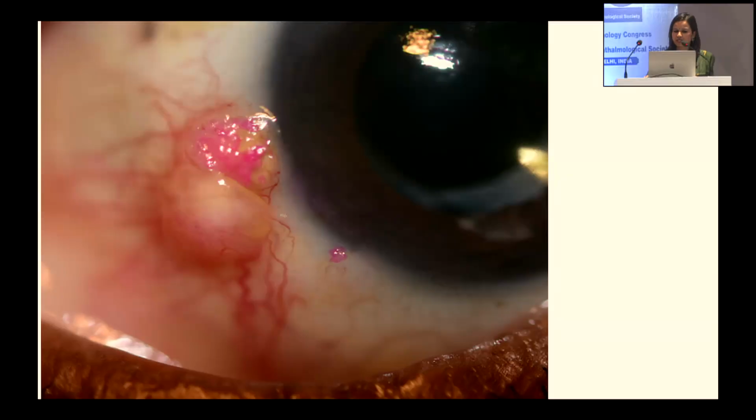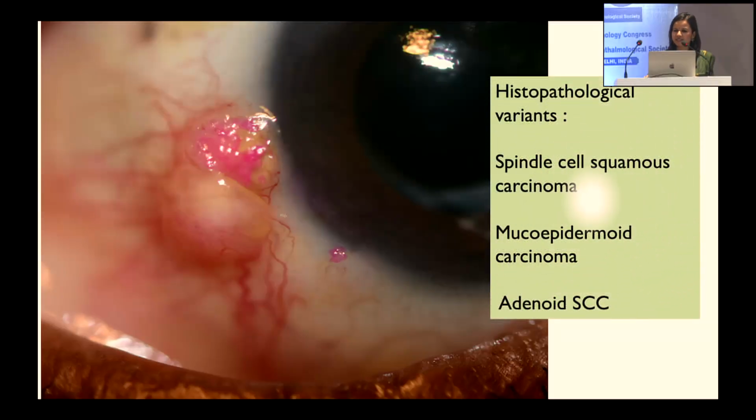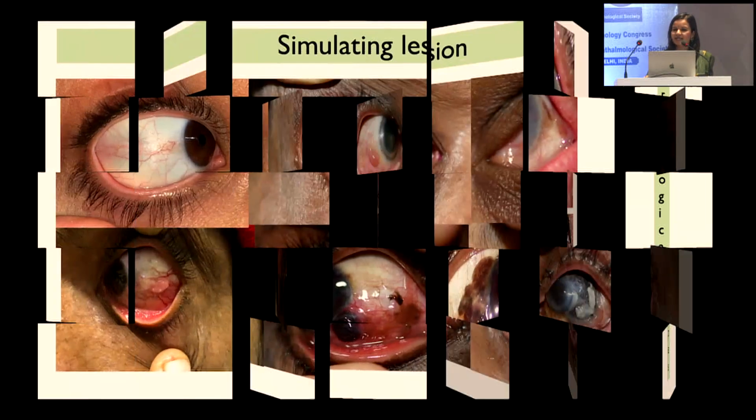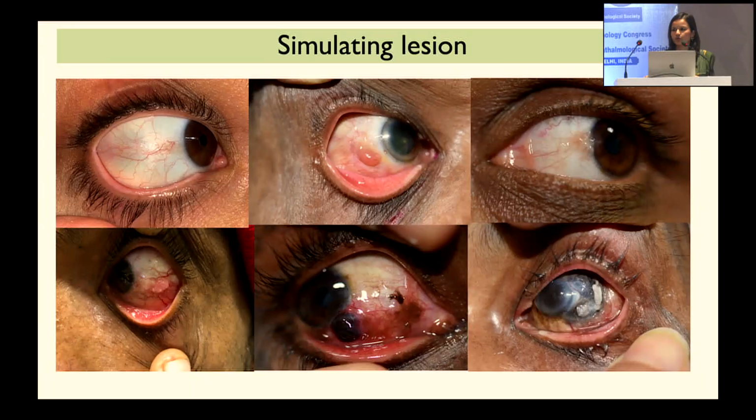What about lesions like these? Less keratin, but this is a histopathological variant which is very aggressive. Mucoepidermoid carcinoma and adenoid SCC are some. Morphological variants are many. It can be leukoplakic, gelatinous, papillary, even pigmented OSSN is known. And hence simulating lesions are also many. So keep all these things in mind and pick up those subtle points in your clinical examination to diagnose this better.